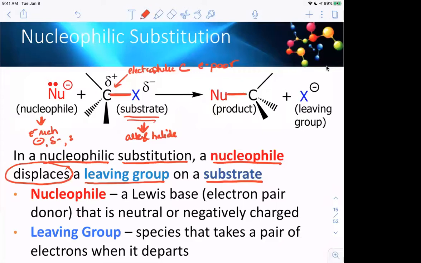So remember what my nucleophile is. It's a Lewis base, or an electron pair donor. It's neutral in that it has a lone pair, or it can be negatively charged. My leaving group is a species that takes a pair of electrons with it. These electrons end up on the halogen when that bond breaks. So the leaving group takes the electrons and leaves.